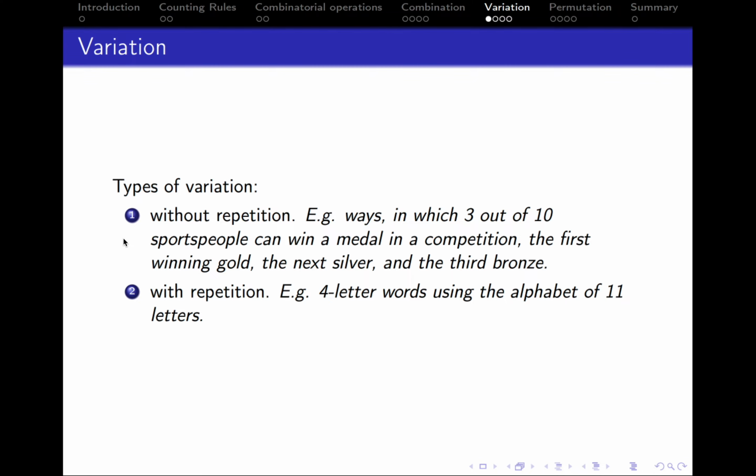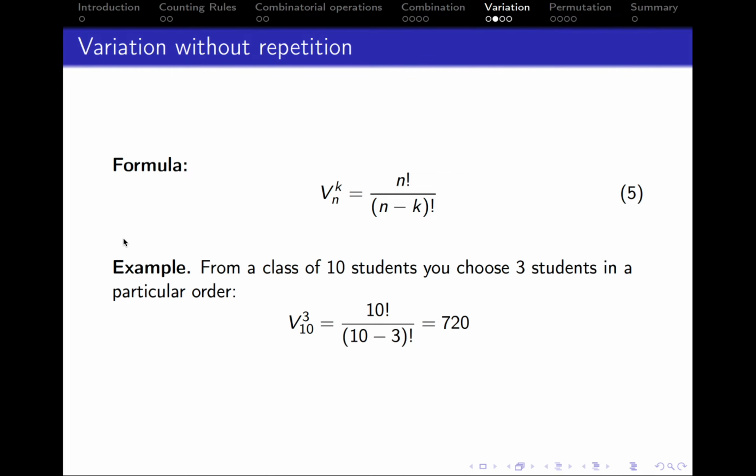As for variation with repetition, the example could be four-letter words using an alphabet of 11 letters. So in this case, letters can be repeated, therefore this is variation with repetition. And the order does matter, so it matters in which order we select the letters, because each time we change one letter, we get a completely different new word.